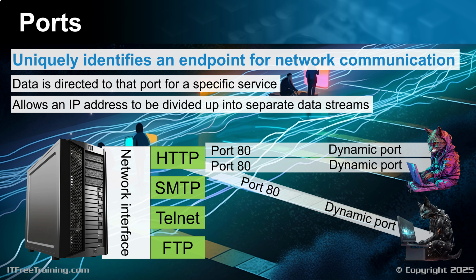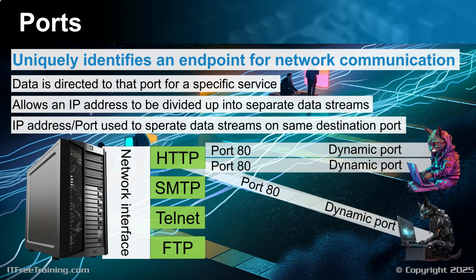Since all the connections are coming over the same port, the server needs a way of telling which connection is which. It does this by using the source IP address and port number. When traffic comes into the server on the same destination port, looking at the source IP address and the source port allows multiple data streams to go to the server using the same port. This includes data streams from the same device or from different devices.